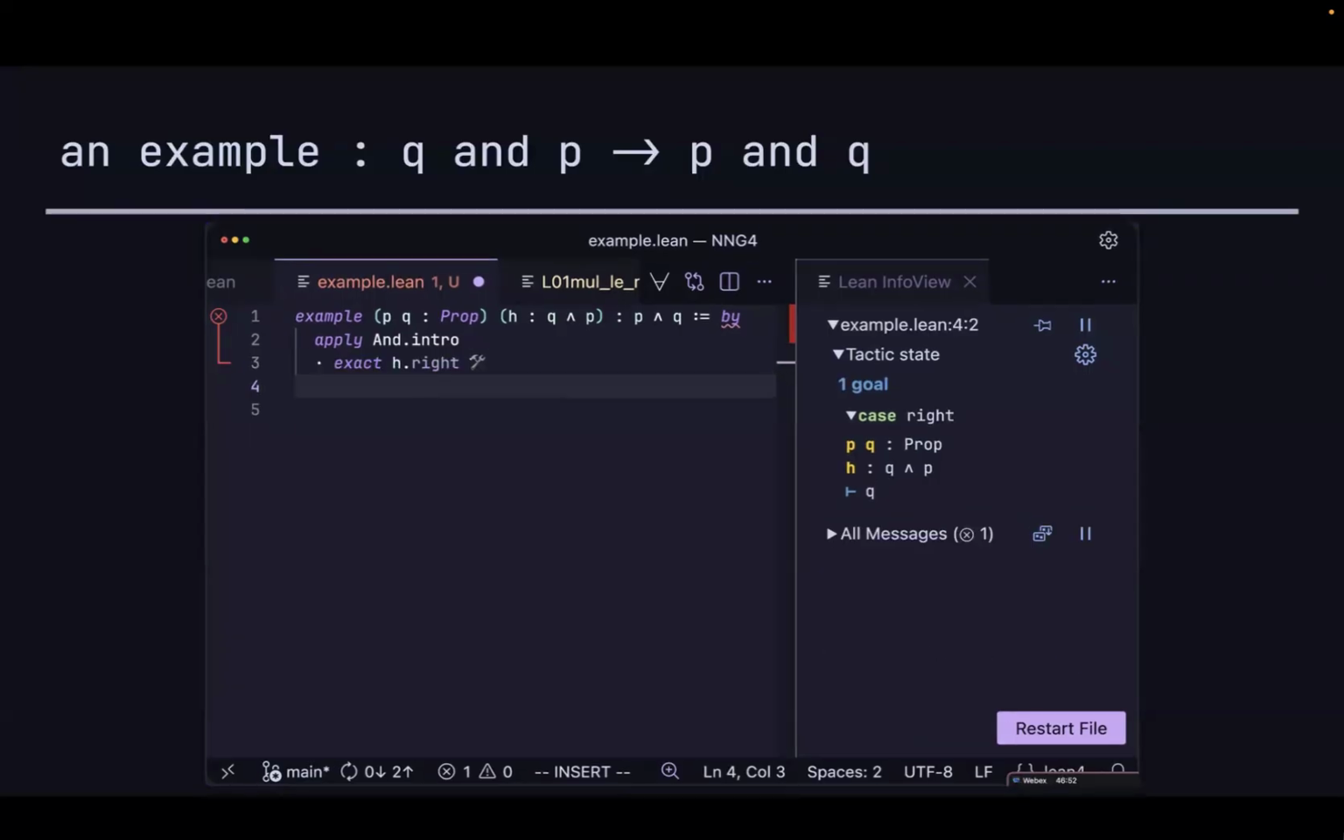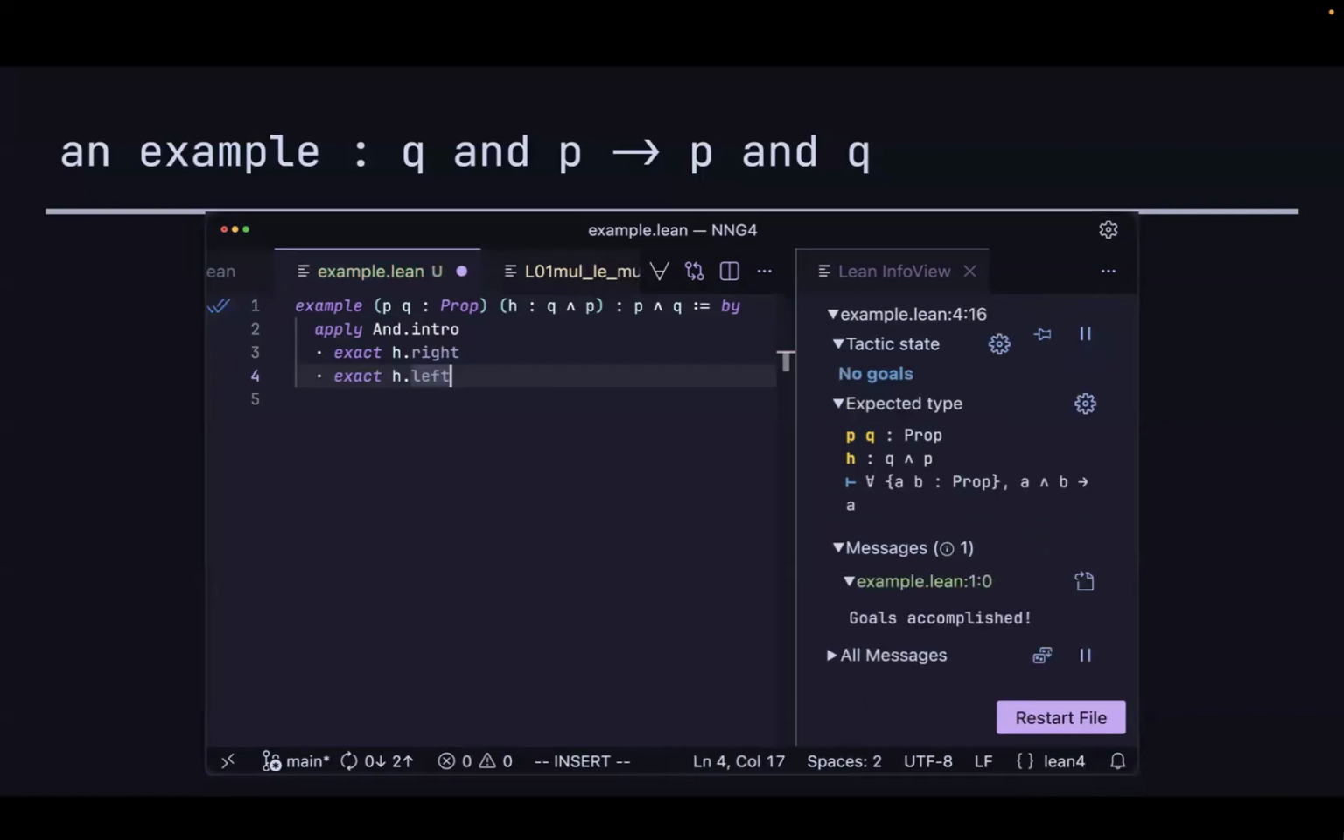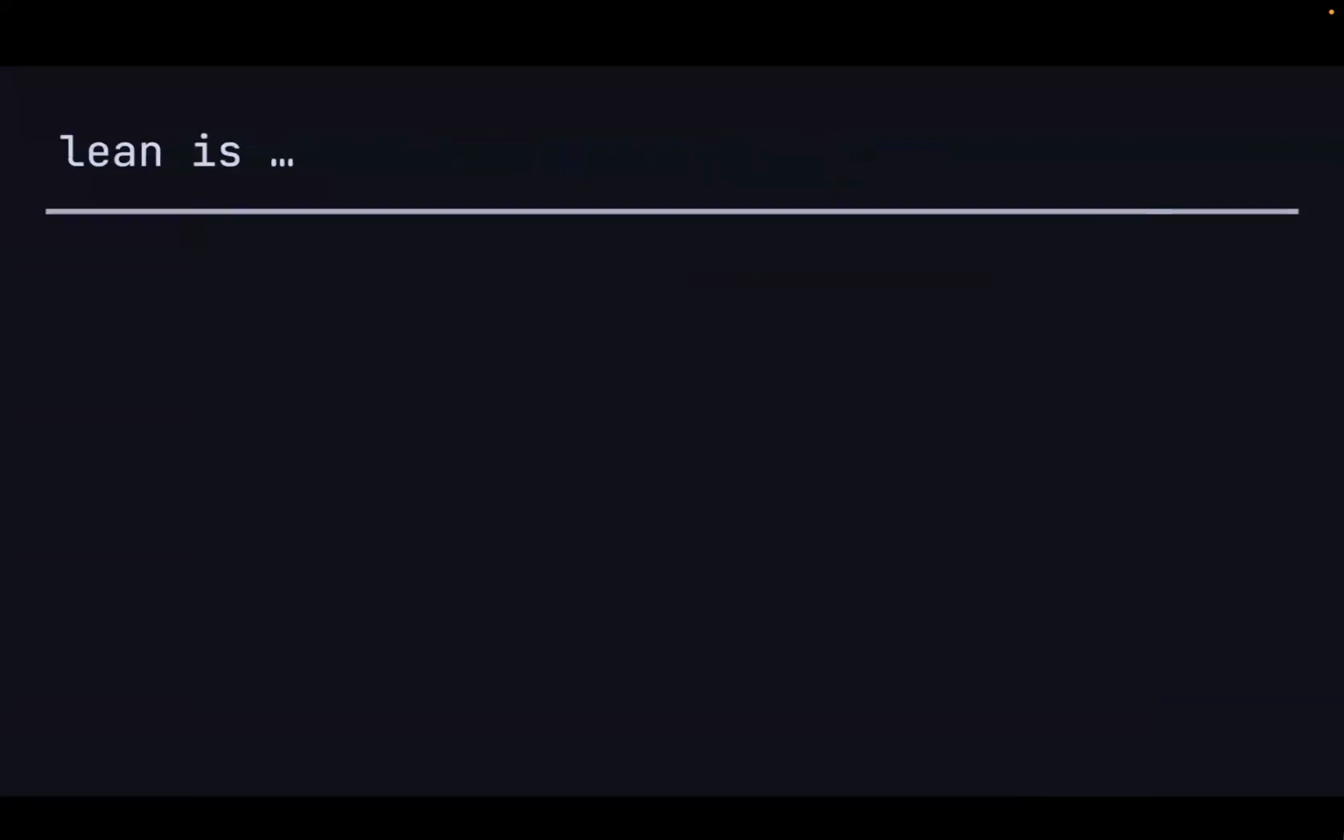And you can prove P by selecting H dot right. So the right side of the hypothesis right there. So it says Q and P, so the right side of it is P. And then you do the same thing for left. And then Lean will tell you that the goal is accomplished. So this is how you prove a statement in Lean. And you can now go on and prove everything else in propositional logic. You can prove everything you want in natural number theory. You can do everything in analysis and so on and so forth. It's a very generic, powerful language.